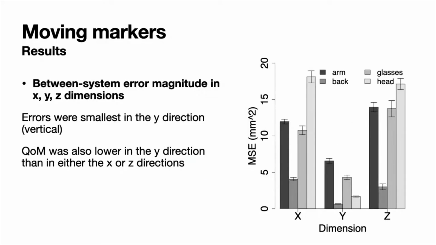For moving markers, we also analyzed the magnitude of errors for each of the x, y, and z dimensions. We found that the smallest errors occurred in the y direction, which was the vertical direction in this experiment. And it's interesting to note that quantity of motion was also lower in the y direction than in either the x or z directions. So this may have played a role.